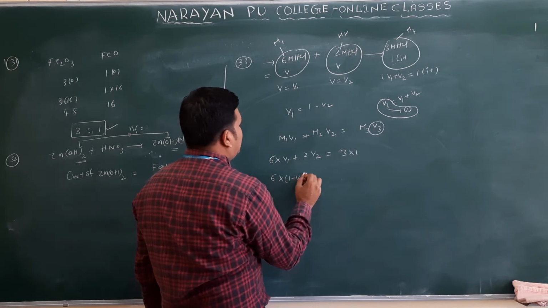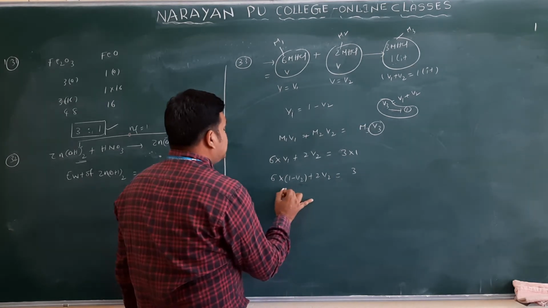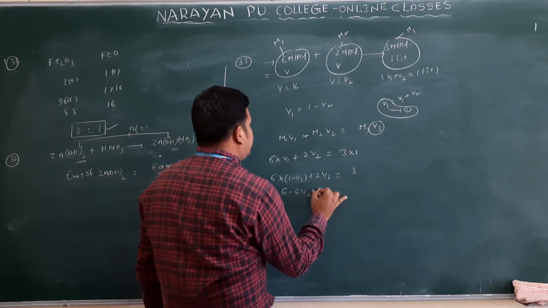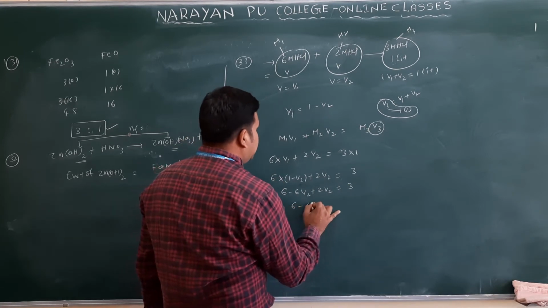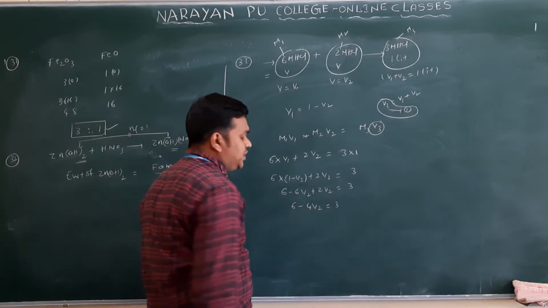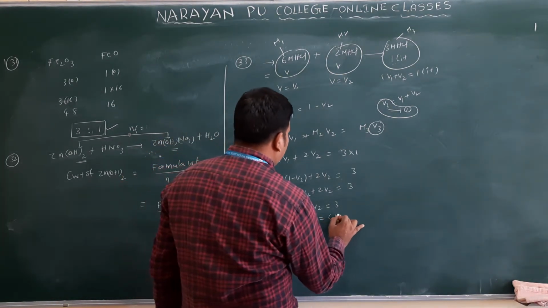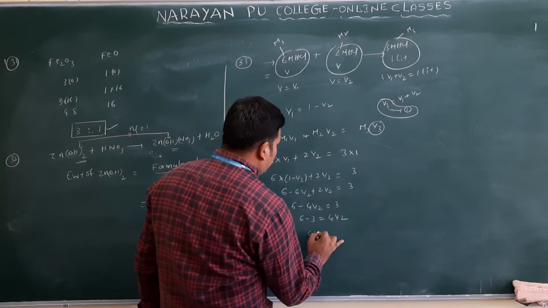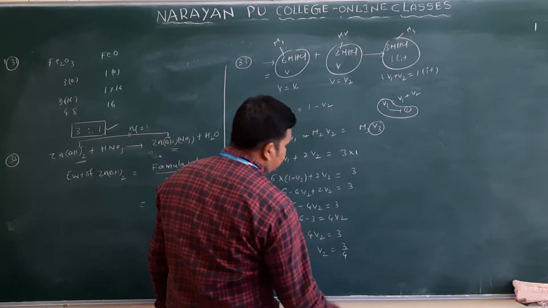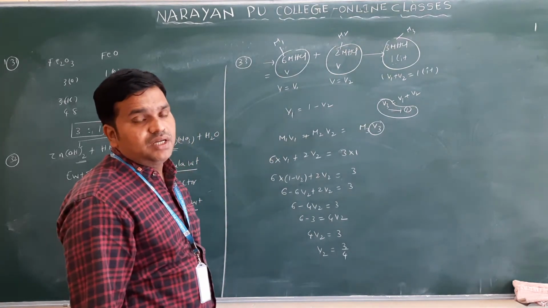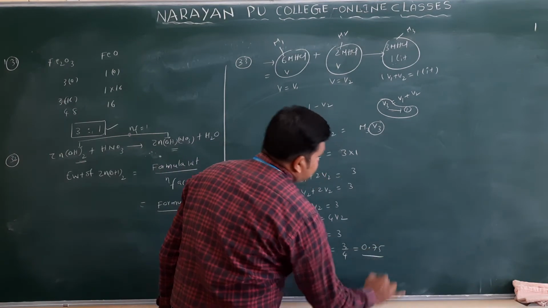1 minus V2 plus 2 V2 is equal to what? So this is 6 minus 6 V2 plus 2 V2, so I will write here 6 minus 4 V2. Then you write here 6 minus 3 is equal to 4 V2. Then 4 V2 is equal to 3, so V2 is equal to 3 by 4. This 3 by 4 value is 0.75.